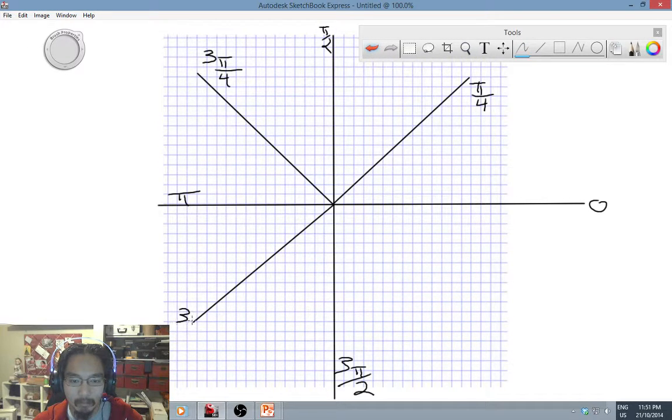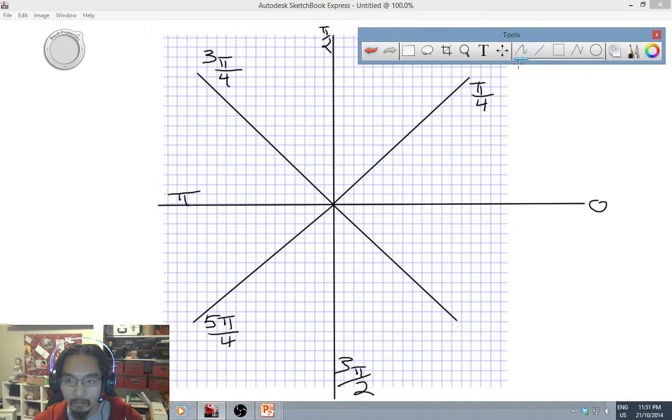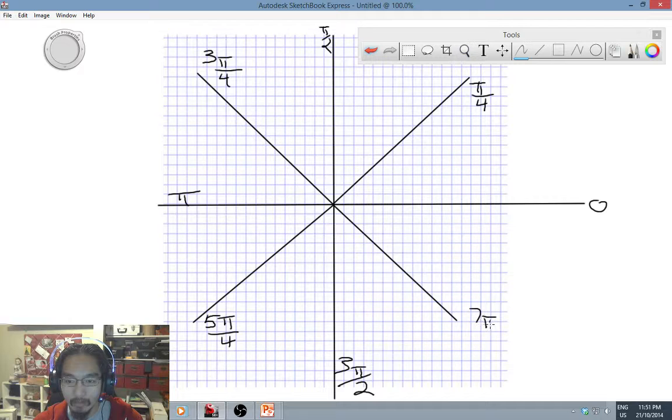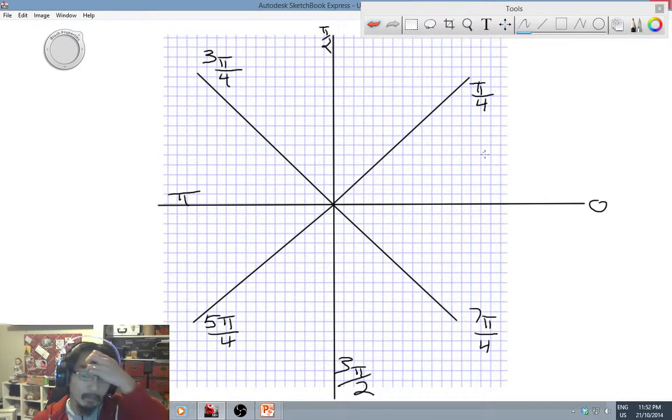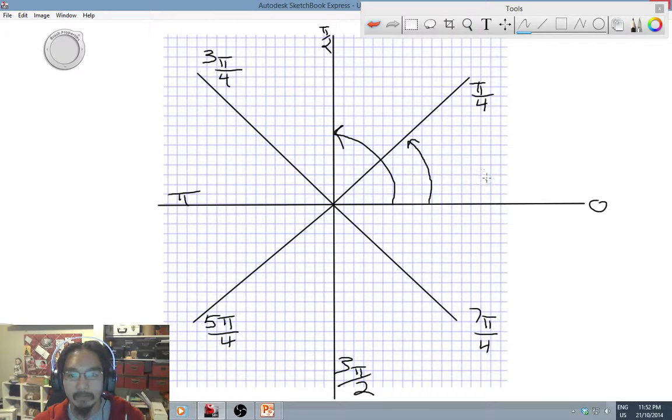This is 5 pi over 4. Okay. Now that makes sense because from here to here is pi over 2, so if I'm going halfway, it'll be half of pi over 2, which is pi over 4. Then we just do that process further, continuing this on.